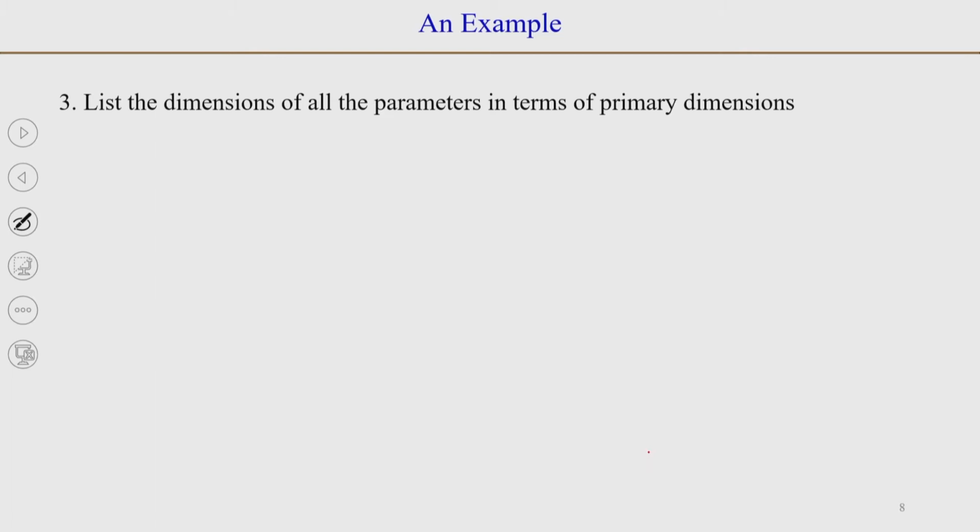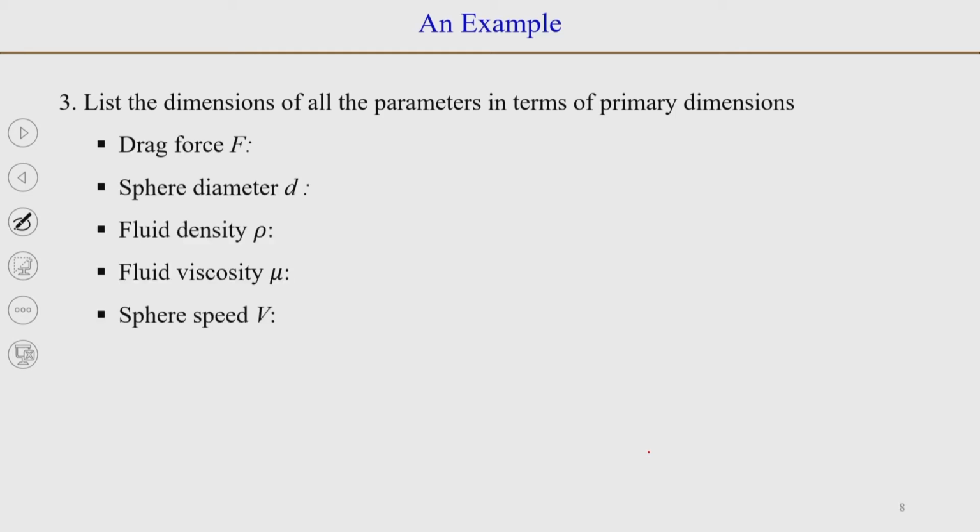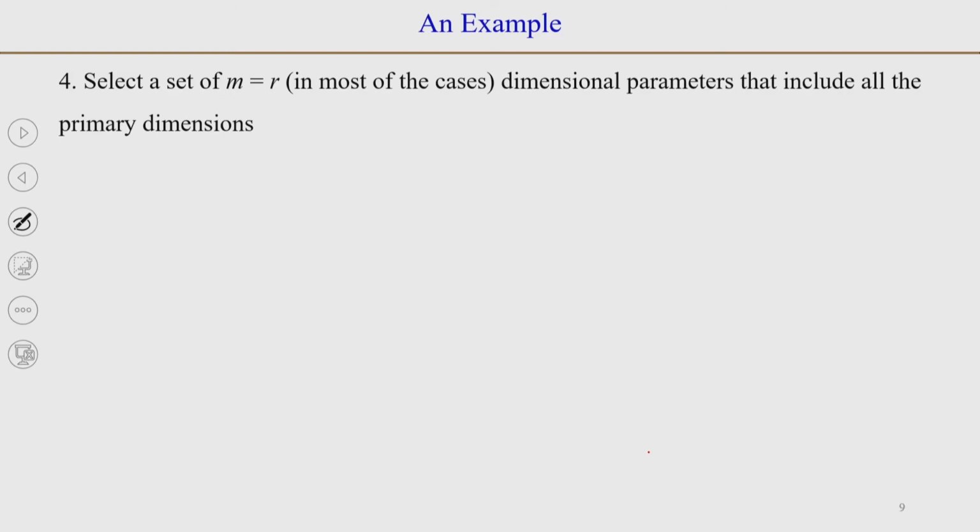Now, the next step is to list the dimensions of all the parameters in terms of primary dimensions. We have already done that. What we need to do now is select a set of dimensional parameters that include all the primary dimensions. This set of dimensional parameters is what we call the repeating group.